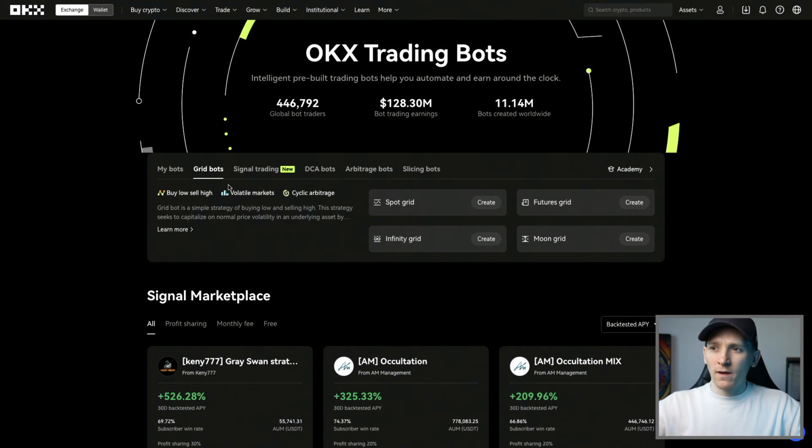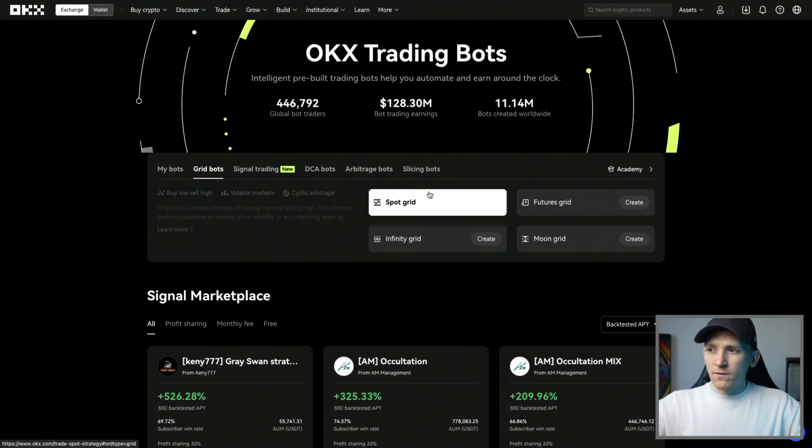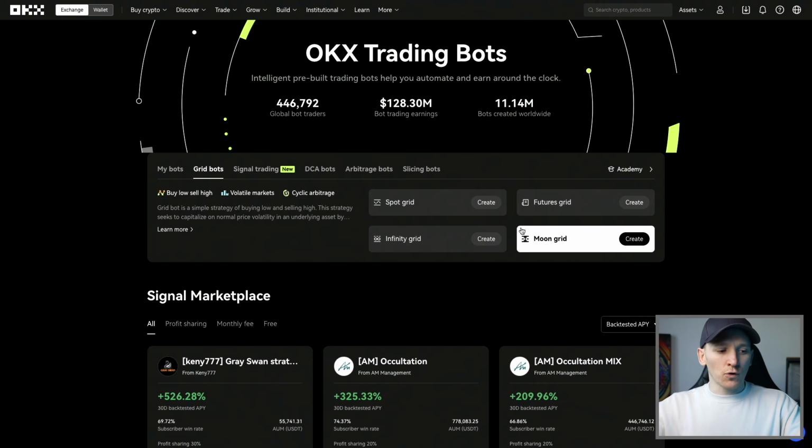You can come to trade, and then trading bots, and then here grid bots. So all of these are a version of a grid. What exactly is a grid?